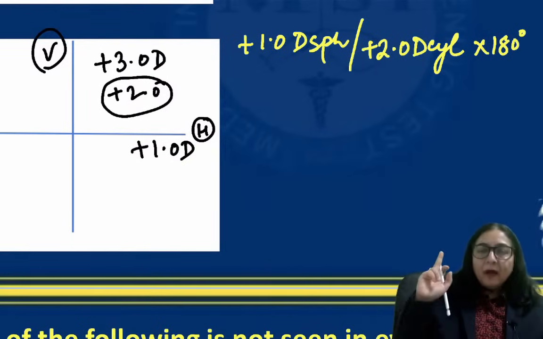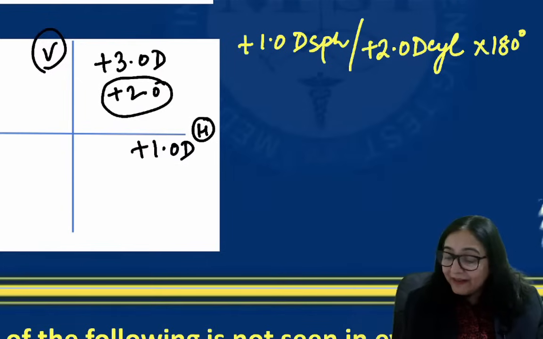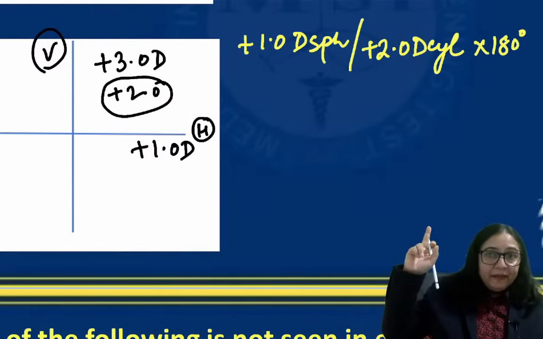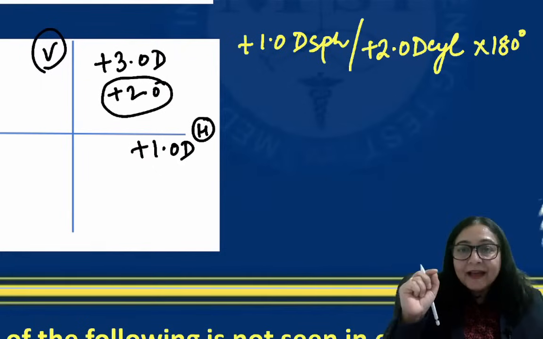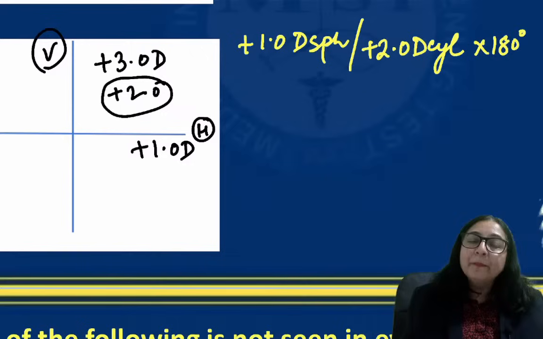Now what is the type of the refractive error here, beta? There is a plus as a sphere, there is a plus as a cylinder. So plus glasses are used for hypermetropia.